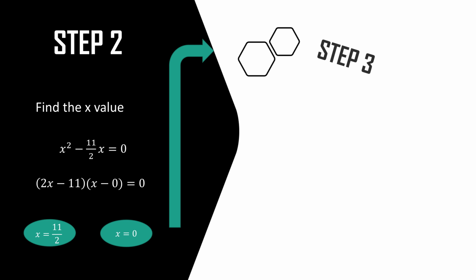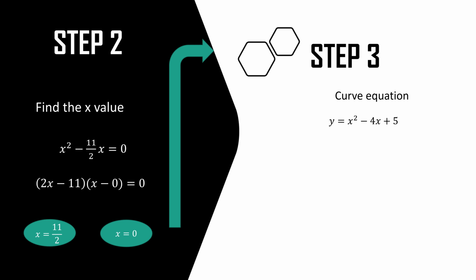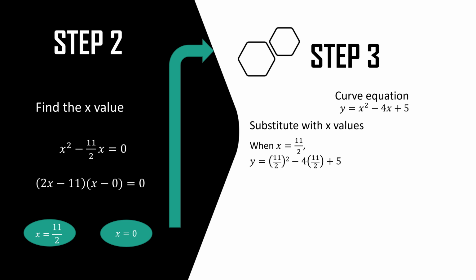In the third step, we need the equation of the curve, which is y equals x squared minus 4x plus 5. We need to use this to substitute the x values into it. When x equals 11 over 2, we substitute it into the curve equation like this. So y will be equal to (11 over 2) squared minus 4 times (11 over 2) plus 5.